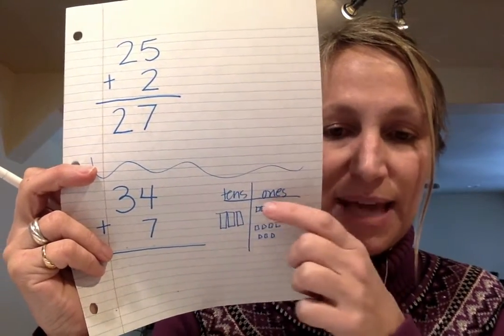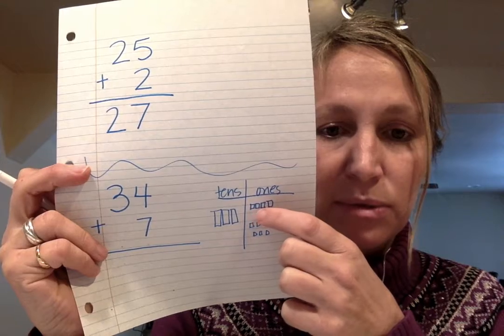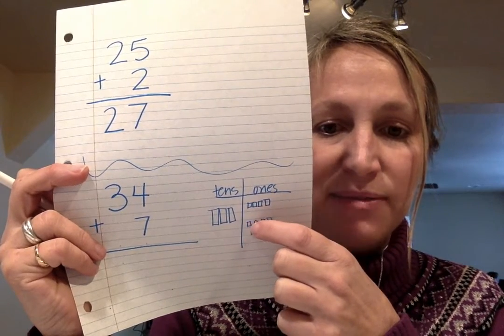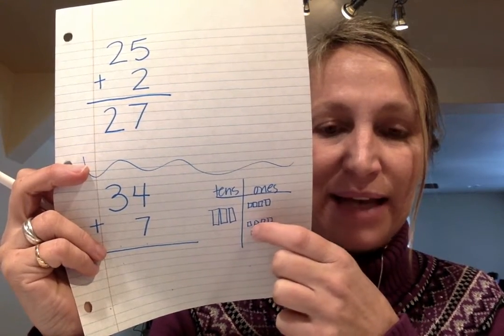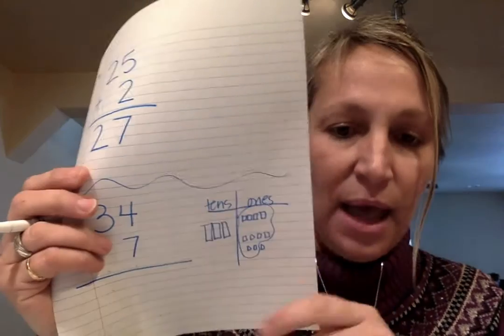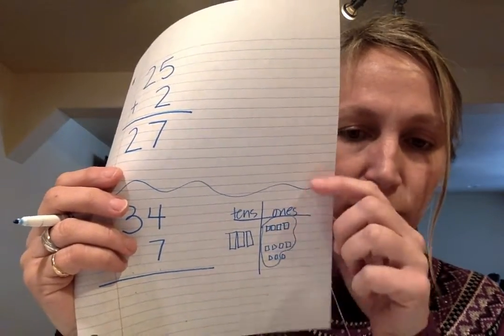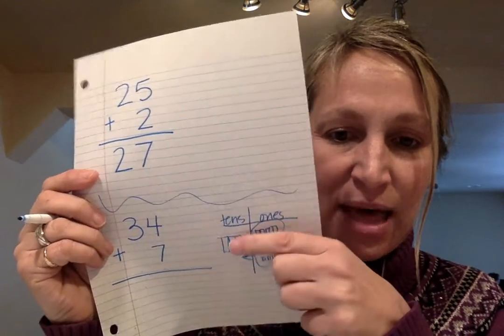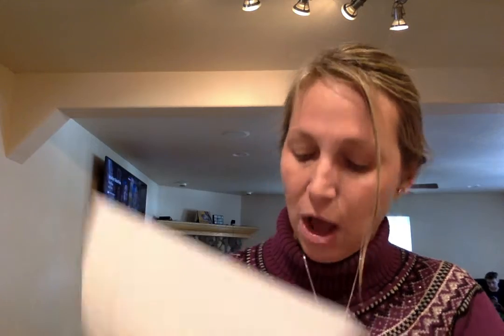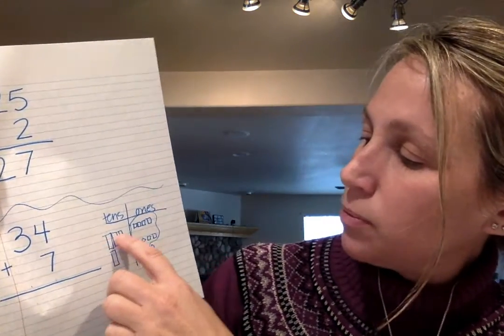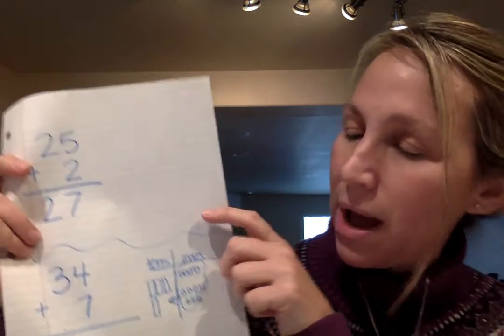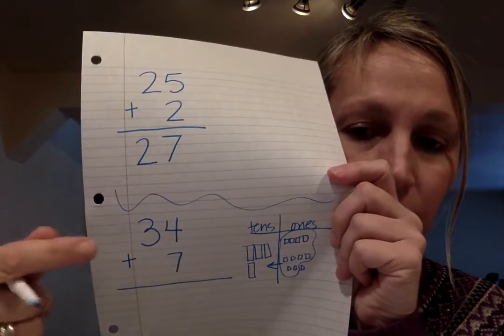So 4 plus 7, we need to add them. 1, 2, 3, 4, 5, 6, 7, 8, 9, 10. So I would regroup the 10. And then we have 1 left over. When I regroup that 10, it's going to place another long over here, or rod. So then we would have 10, 20, 30, 40, 41. But let's see adding here.